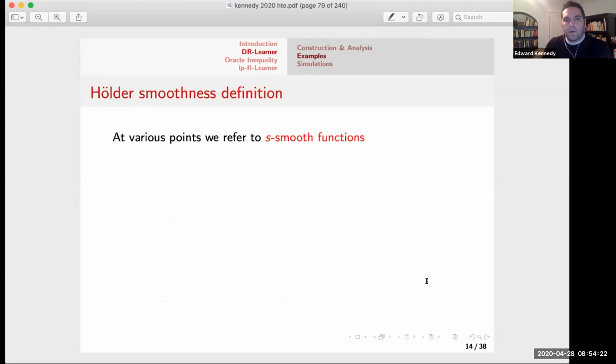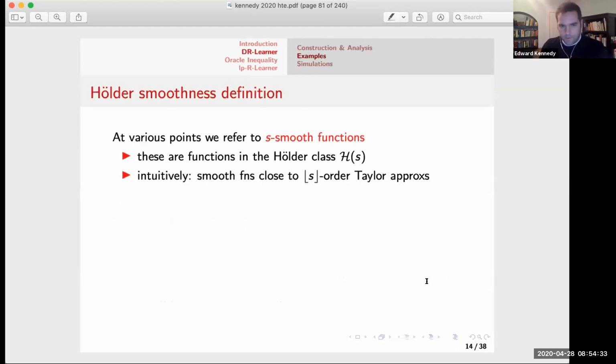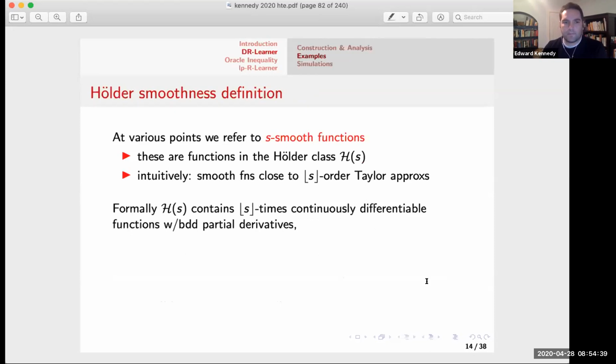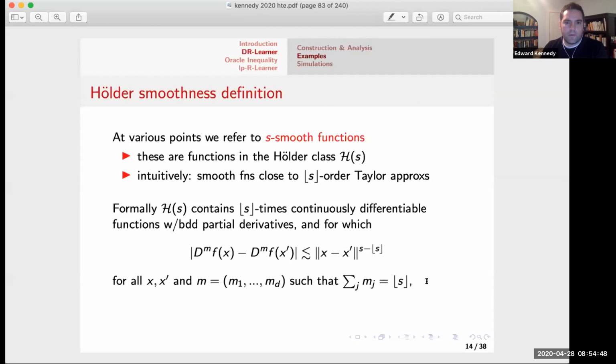Okay, so thinking about smoothness, this will play a large role in the second half of the talk as well. We're going to refer to S-smooth functions. These are functions in the Holder class, H with index S. Intuitively, these are functions that are close to their S-1 order Taylor approximations. More formally, they have S-1 continuous derivatives that are all bounded, and the S-1 order partial derivatives are all Lipschitz. This is a classic function space in nonparametrics, and you should think of S as basically the number of derivatives that you have.